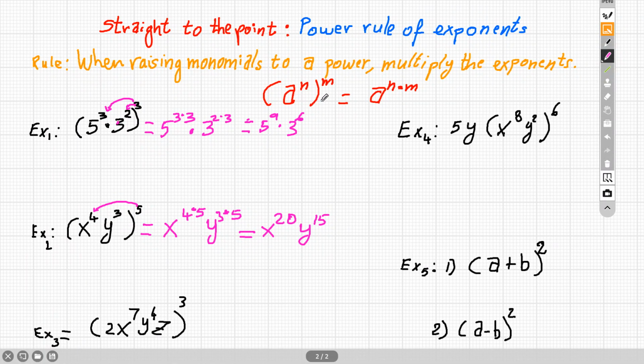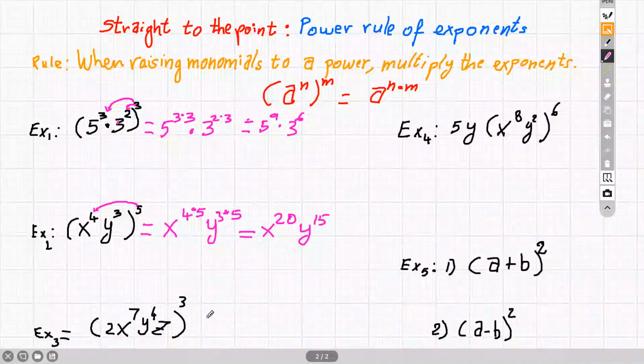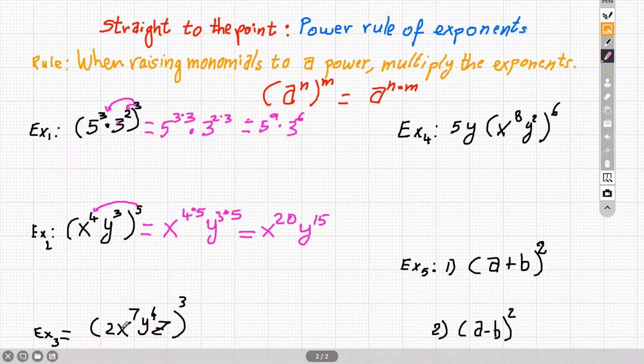It's just about applying this rule, whether you have one variable inside or more than one, right? Here, for example, we have x and y inside the parentheses. Okay. Now, example 3, we have several variables and a number.